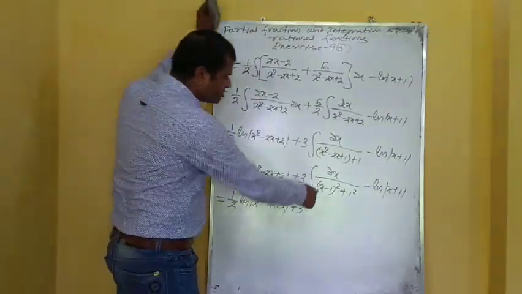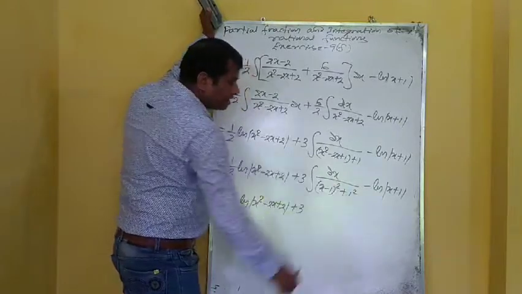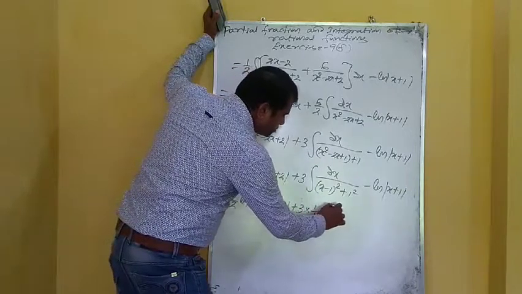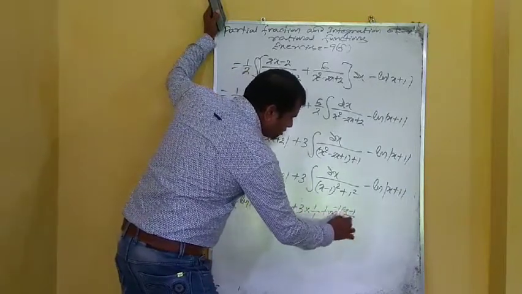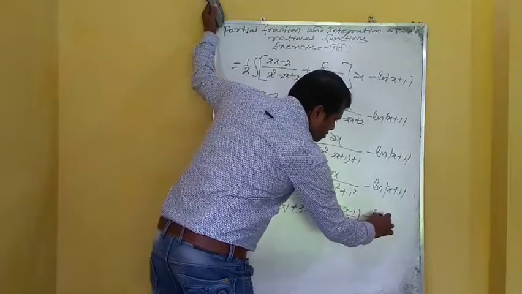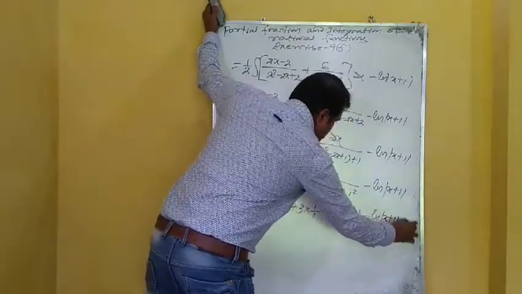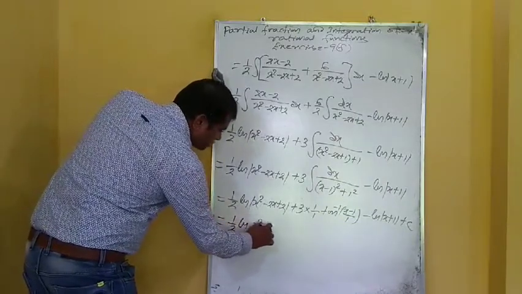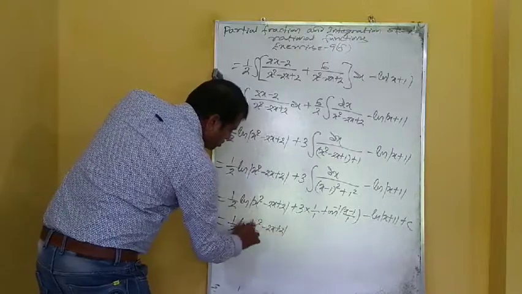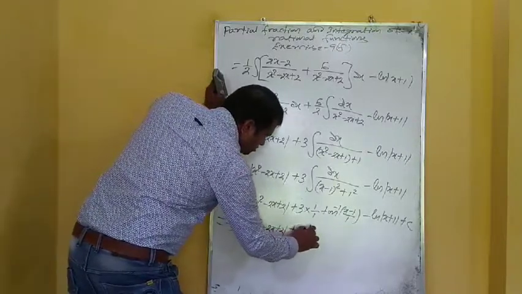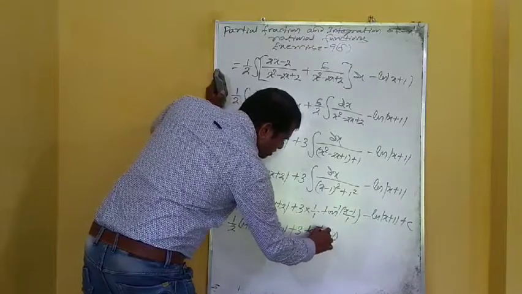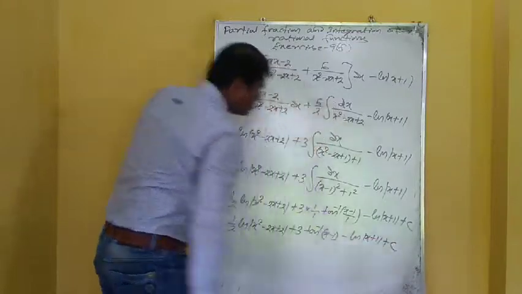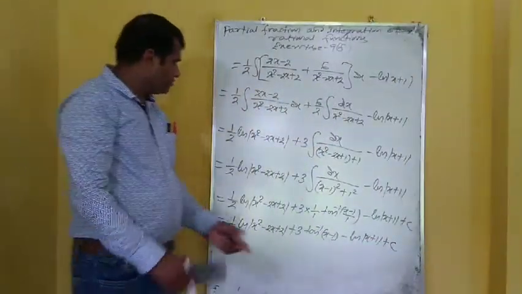1 by a tan inverse x by a, here in place of a is 1, so we write 1 by 1 tan inverse x minus 1 by 1 minus ln |x plus 1| plus c. That finally we get 1 by 2 ln |x square minus 2x plus 2| plus 3 tan inverse (x minus 1) minus ln |x plus 1| plus c. Okay, that is the answer.